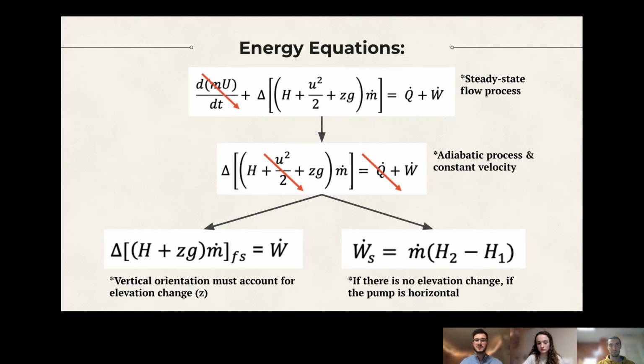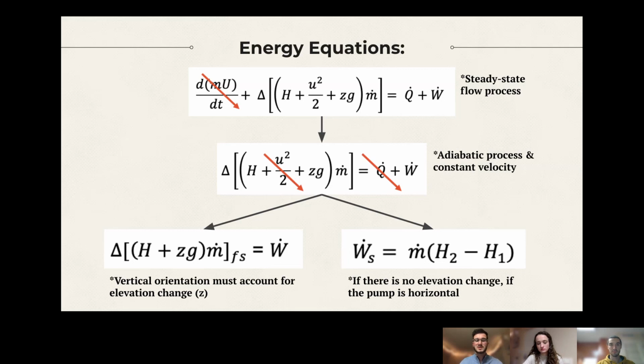This then leaves us with two different types of equations for shaft work, the first one being on the left and the second being on the right. The one on the left is as Lauren described, where it is a vertical orientation, meaning that elevation must be accounted for, and this is because the work due to gravity must be accounted for.